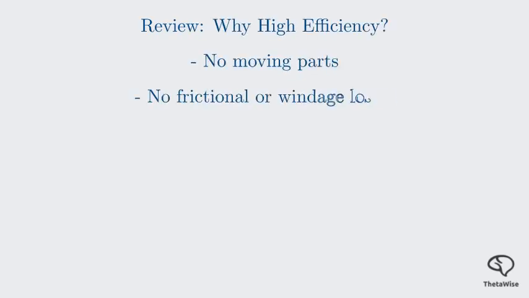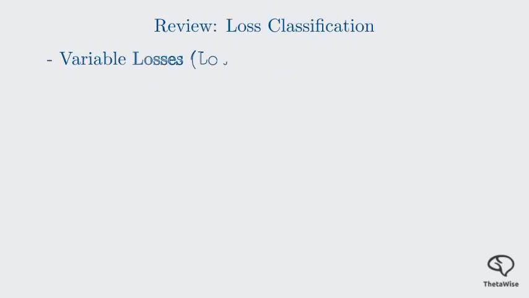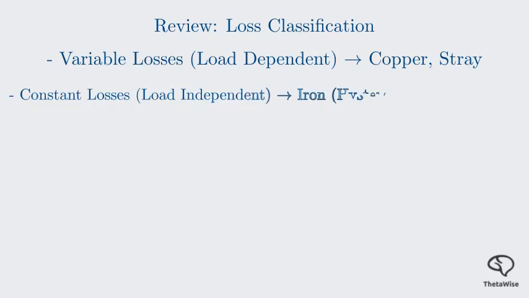Let's quickly review what we've learned today. We started by understanding why transformers are so efficient. It's their lack of moving parts that eliminates frictional and windage losses, leaving only electrical and magnetic losses to contend with. We then saw the classification of these losses into two main categories: variable losses, which depend on the load, and constant losses, which are load independent. And we saw that iron losses are subdivided into hysteresis and eddy current losses.